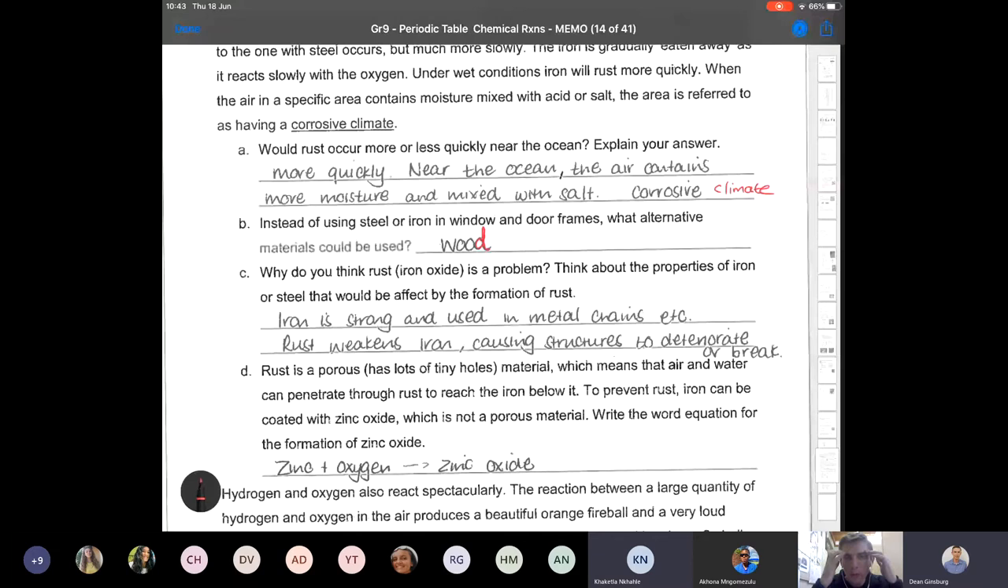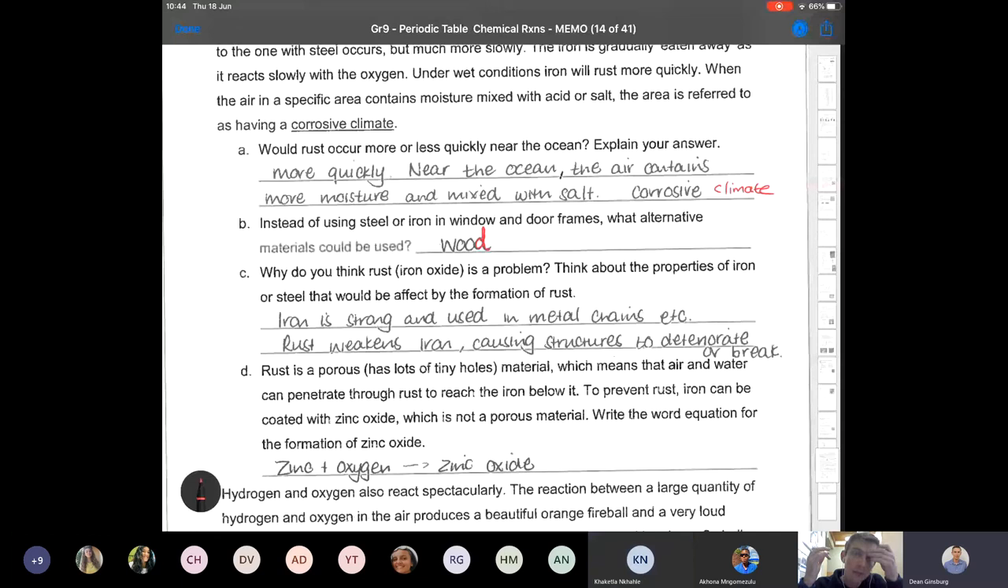Anything else that you think won't form a metal oxide? So don't use a metal. Use a non-metal. What other substances other than wood could you use? Aluminium. Aluminium is a metal. And they do actually use aluminium because it's less reactive than copper or steel, so they do use aluminium, but I said to you, pick something that's a non-metal. Oh, non-metal. Oh, sorry, sir.